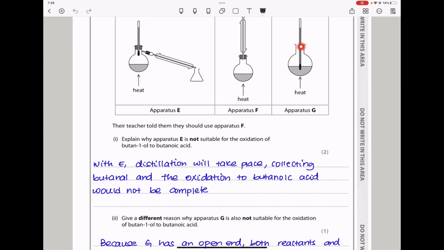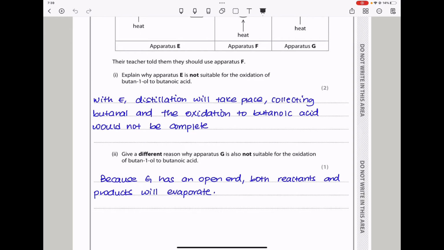G has an open end, and so the volatile substances are going to escape, so oxidation will not be achieved to completion. So I said because G has an open end, both reactant and product could escape.